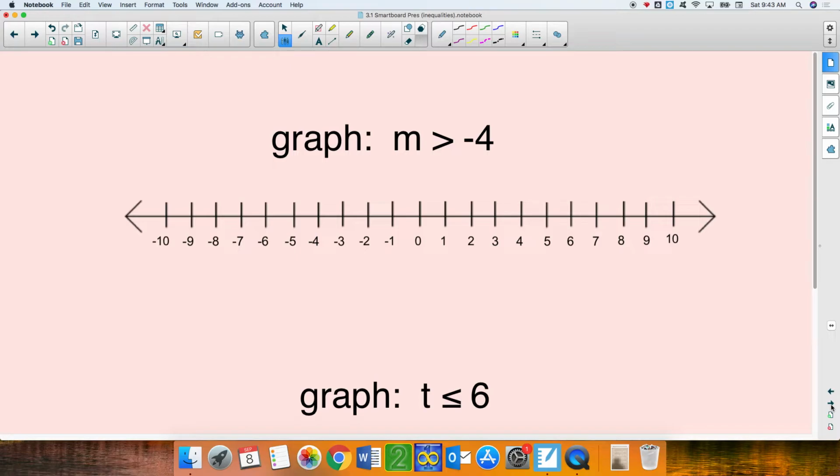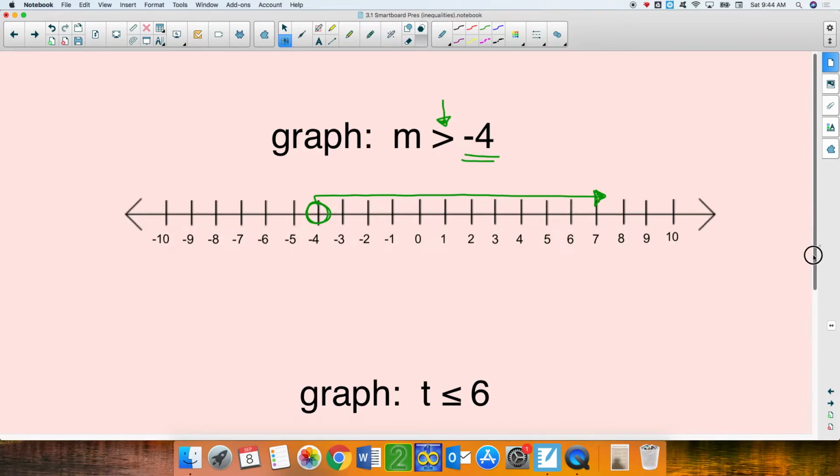Okay, so we're going to graph m is greater than -4. So you're going to put your circle at the value that it is. So we're going to put our circle at -4, and this is going to be an open circle because we are not including it. And then this is a greater than symbol, which means I'm going to shade right. And I'm putting an arrow because this would go on and on and on. So it doesn't stop. So that's the graph for m greater than -4.